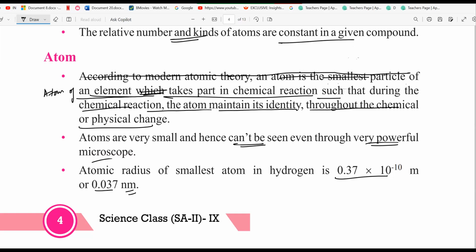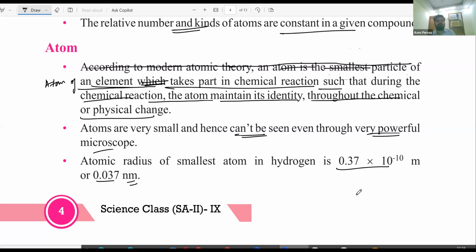Sir, I'm not able to see your screen. You are not able to see my screen? Okay, are you able to see it now? So still it's full dark. Let me show you. Yes, sir, now I can see.